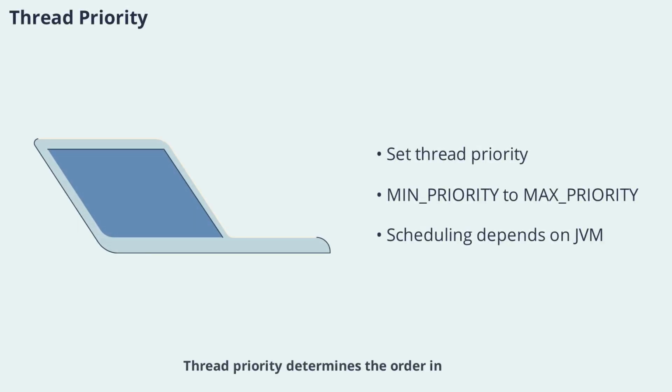Thread priority determines the order in which threads are scheduled for execution. You can set priority using setPriority with values ranging from Thread.MIN_PRIORITY 1 to Thread.MAX_PRIORITY 10. Higher priority threads are more likely to be executed first, but actual scheduling depends on the JVM and OS. Managing thread priority helps optimize performance and responsiveness in concurrent applications.